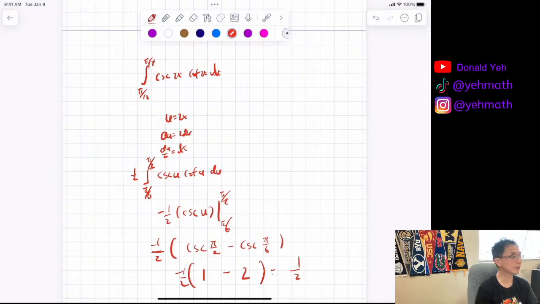Do you understand? Let me know if you don't understand. Make sure you understand it. You guys are taking pictures. That means you don't understand. You'd rather take a picture, not understanding it. So ask questions. So you have u equals 2x.